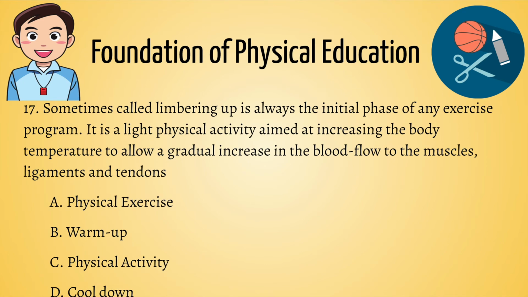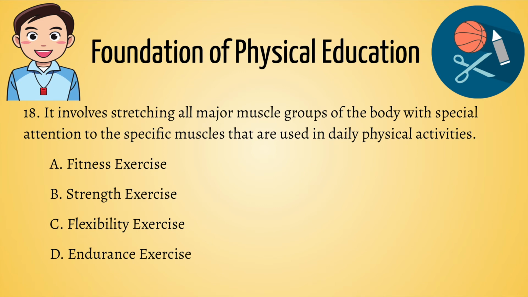Sometimes called limbering up, it is always the initial phase of any exercise program. It is a light physical activity aimed at increasing the body temperature to allow a gradual increase in the blood flow to the muscles, ligaments, and tendons. A. Physical exercise. B. Warm up. C. Physical activity. D. Cool down. Answer: B. Warm up.